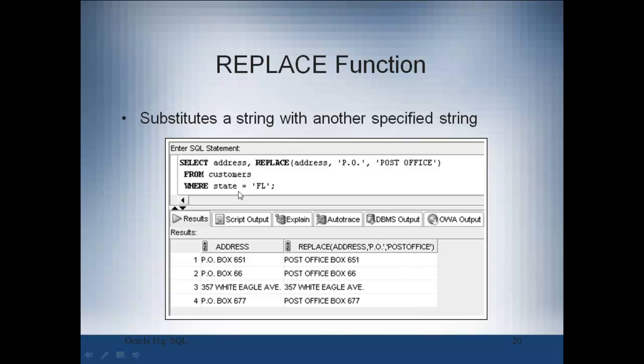Our first column is just the address untouched, and then the second column of results uses the replace function with 3 arguments. First, the data that's going to be modified, in this case the address field. Second, the data that's going to be replaced, in this case PO. And then the third argument is the replacement data, the new data. So we're replacing P period O period with post space office. That's the replace function.